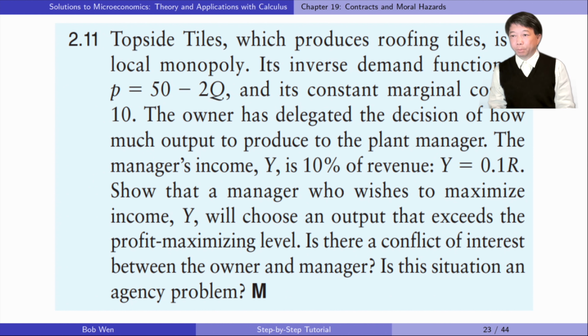Y equals 0.1 times R. So a manager who wishes to maximize income Y will choose an output that exceeds the profit maximizing level. Is there a conflict of interest between the owner and manager? Is this situation an agency problem?